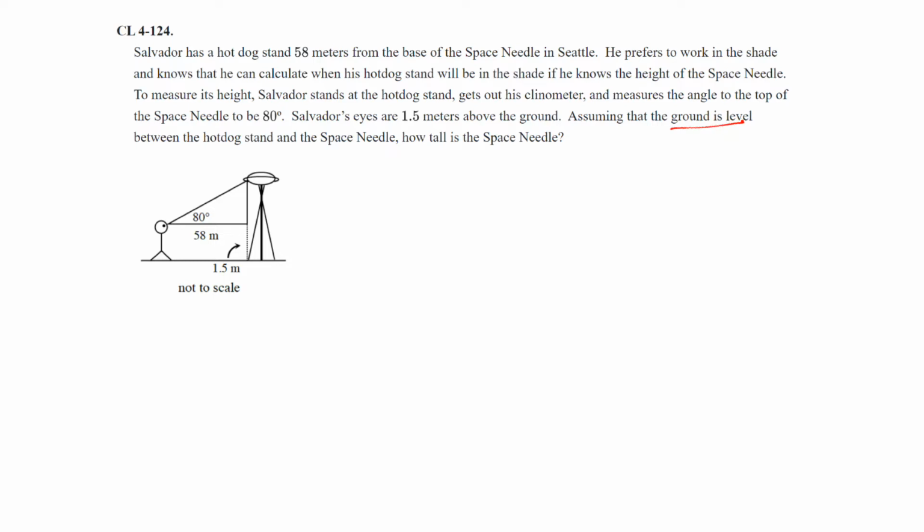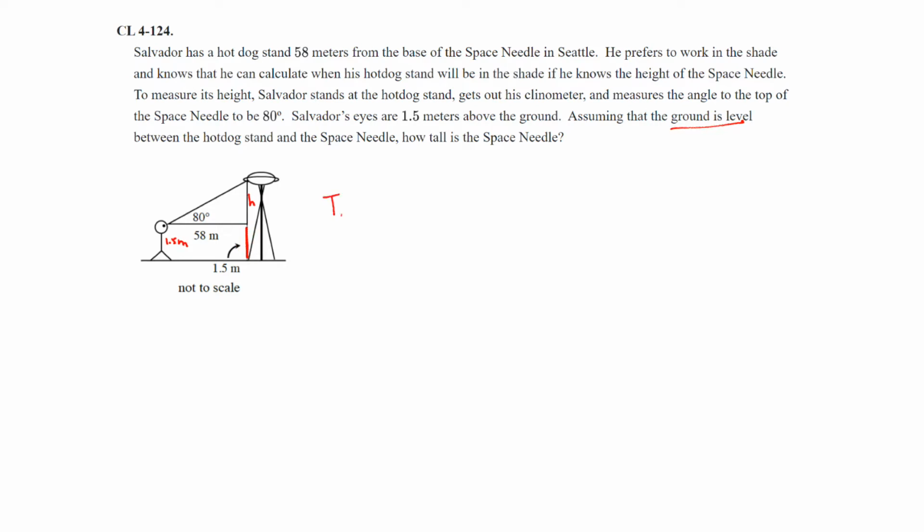is the Space Needle? Now, the picture was not on there for you, so I went ahead and put it on here so that you could see what this is going to look like. We do know that this height is 1.5 meters, which you see right here as well. Obviously, the picture is not drawn to scale. You have 80 degrees, and we're looking for this height, and then we'll add on the additional 1.5 meters at the end to get the total height.